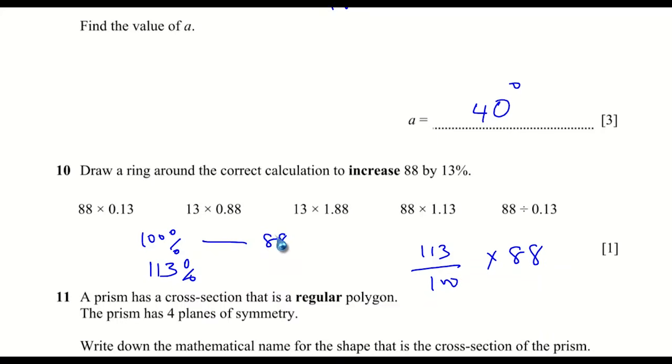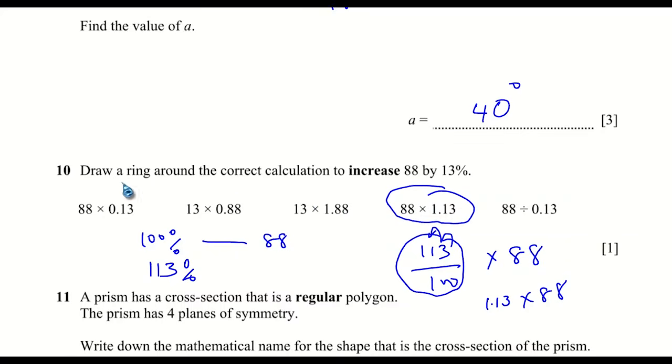If you look at the options, we don't have 113 divided by 100 here. But let's convert this to decimal because you can see decimals here. So this will be 1.13 multiplied by 88. So this is the correct option, right? So let's go to question 11.